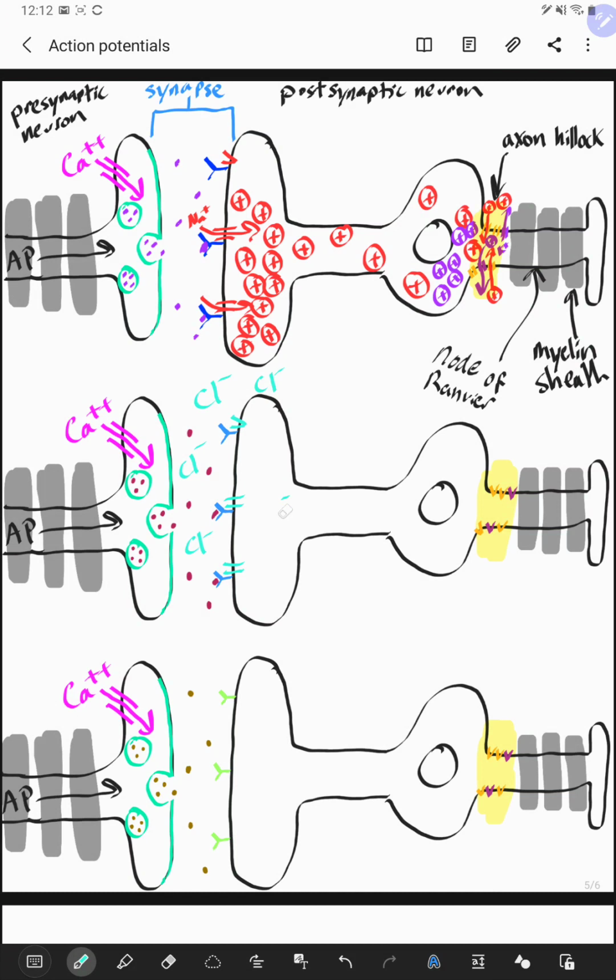What does that mean? That means that chlorine, when given the opportunity, is going to enter the cell. So chlorine, I'm going to draw just one, and from now on I'm going to represent it as a negative charge because it's one of the main negatively charged particles. So chlorine is negatively charged, and when it has the opportunity, it is going to enter the cell.